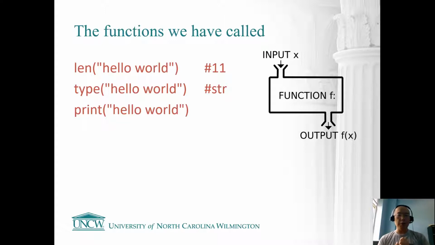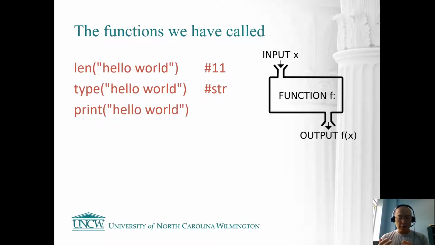Another example is type. If you want to get the type of an object, you just do type, parentheses, and in the parentheses you put whatever object you want to get the type for, and then Python will tell you what type of data or object it is. And then you also have print, right? So they are all functions. Before today, I tried to keep the concept of functions hidden from you, but now I can tell you they are all function calls.